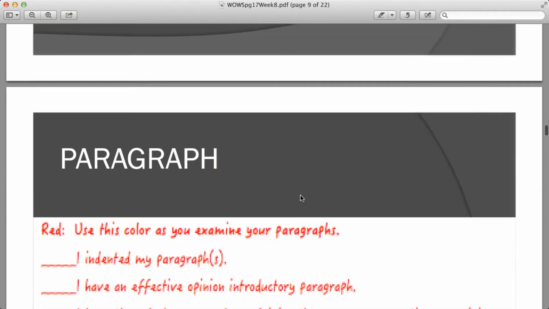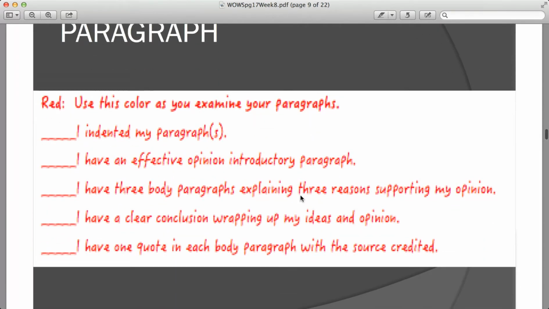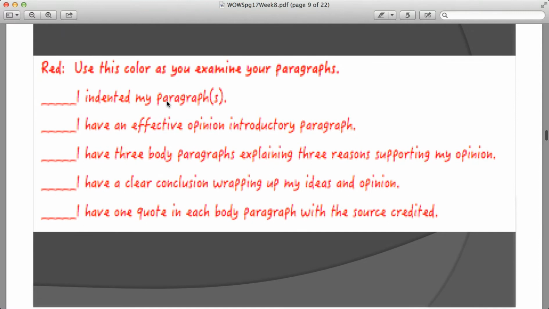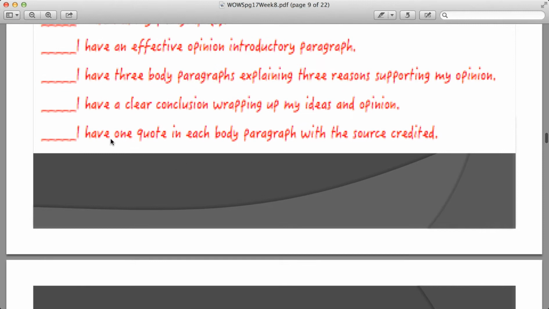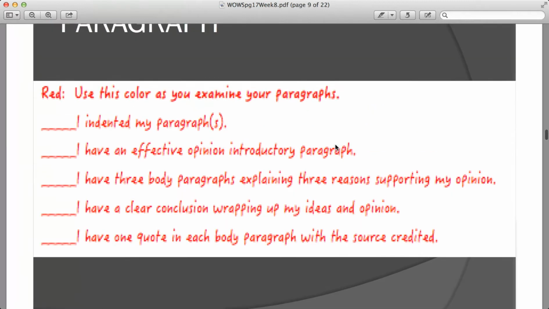All right, next it's time to look at my paragraph, and I use my red pen for this. Did I indent my paragraph? All 5 of them? But remember, we're working one at a time, so I'm going to look at this first paragraph. Do I have an effective opinion introductory paragraph? This is an opinion paper. Am I clear what my opinion is? Do I have 3 body paragraphs? And do I have a clear conclusion? Those would be those 5 paragraphs there. And have I included a quote in each of those body paragraphs where I credited my source?